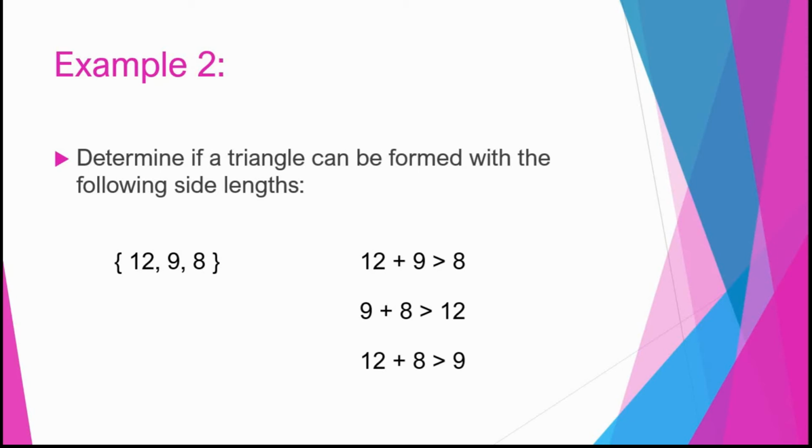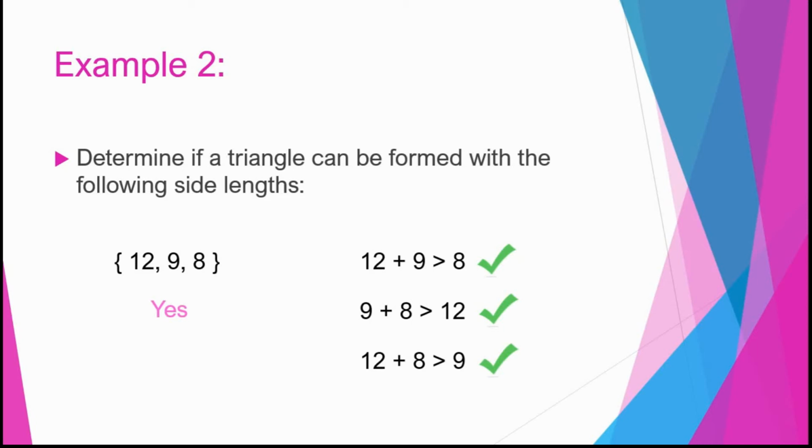We want to check all of those. So starting up at the top, 12 plus 9 is 21. 21 is greater than 8, so we're good. 9 plus 8 is 17. 17 is greater than 12. We can check that one off. And then on that last one, we have 12 plus 8. 12 plus 8 is greater than 9, so we're good to go. On this one, all three of them work. So yes, we can make a triangle.